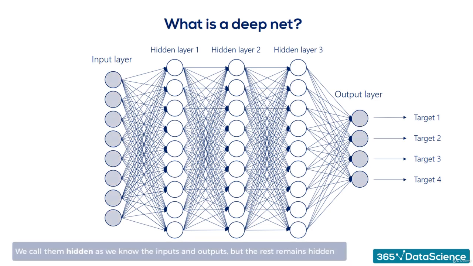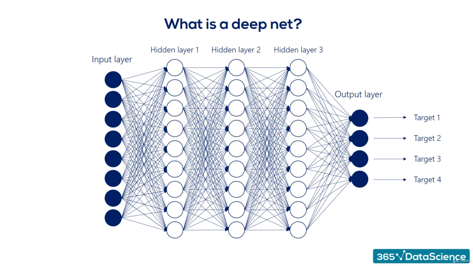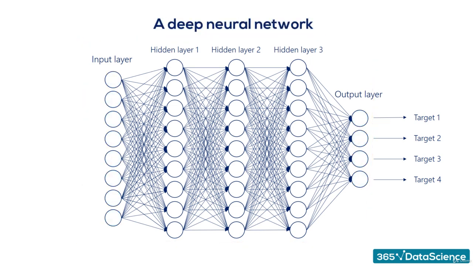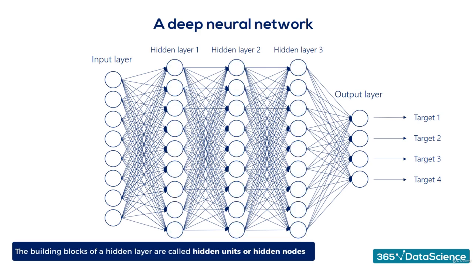We call them hidden as we know the inputs and we get the outputs, but we don't know what happens between, as these operations are hidden. Stacking layers one after the other produces a deep network, or, as we will call it, a deep net. The building blocks of the hidden layer are called hidden units or nodes. Here's a hidden unit. In mathematical terms, if H is the tensor related to the hidden layer, each hidden unit is an element of that tensor.